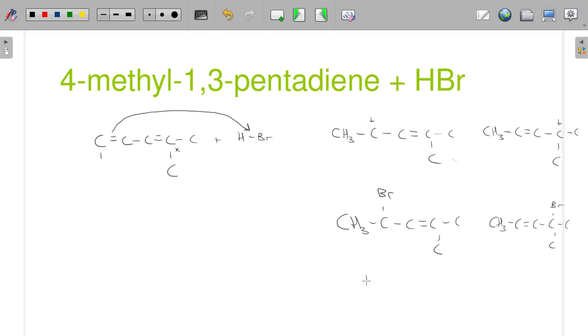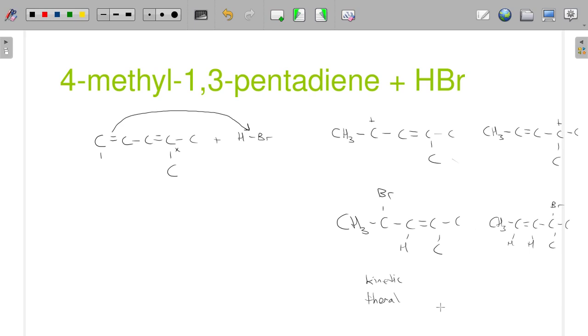Now I know this one's the kinetic product because it has the hydrogen and the bromine at the exact one double bond. My thermo product is going to be which double bond has fewer hydrogens. This particular one only has 1 hydrogen right there. This one actually would have 2. So in this case, my kinetic and my thermo product are the exact same thing.